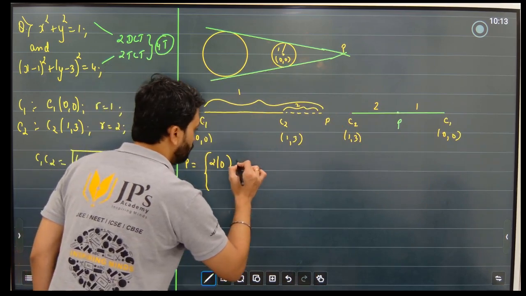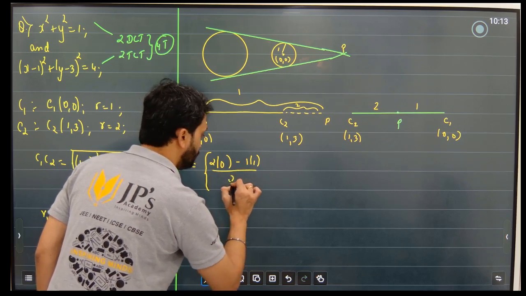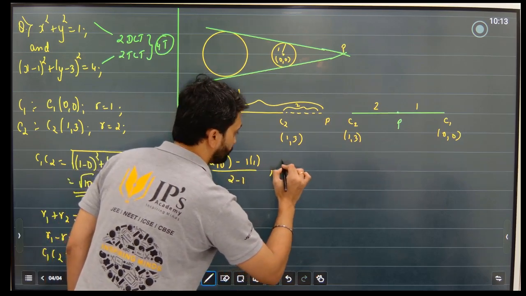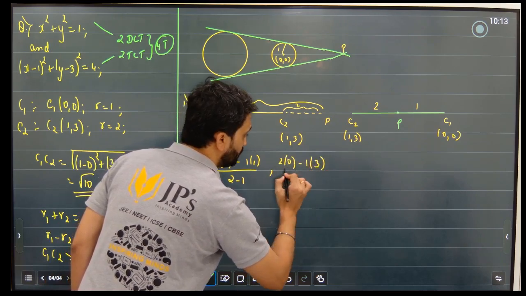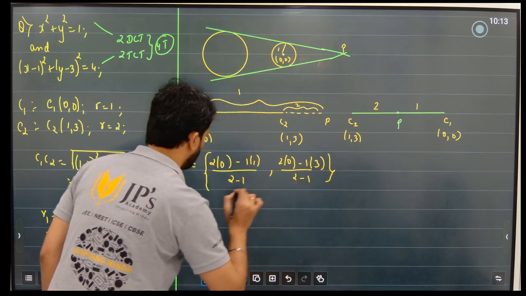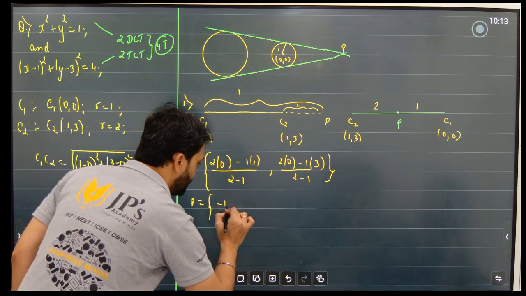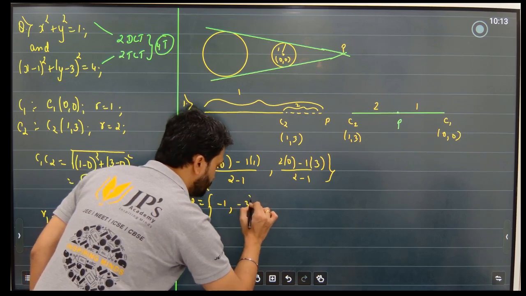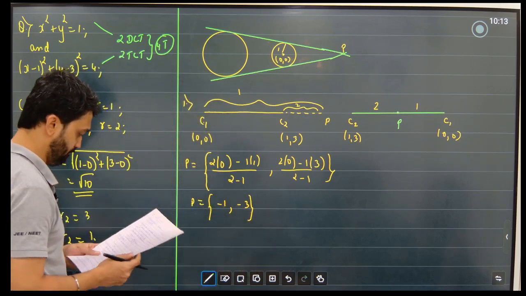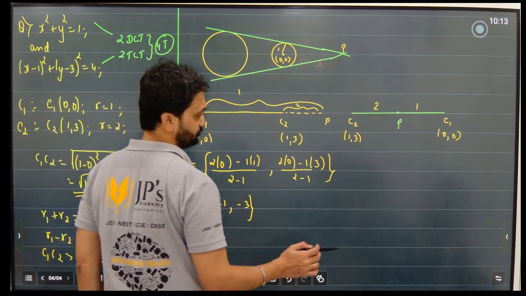So 2 into 0 minus 1 into 1 upon 2 minus 1 and 2 into 0 minus 1 into 3 upon 2 minus 1. So I will get P as, this will become minus 1 comma minus 3. So I have got P ka value as minus 1 comma minus 3. Okay, please write down till here.